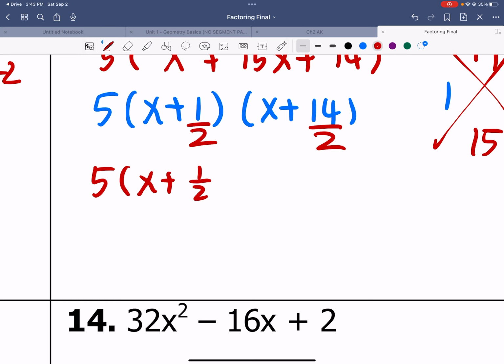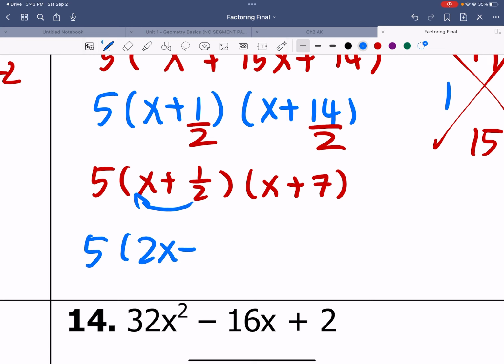And here, 5, 2x plus 1, x plus 7. So that's about it.